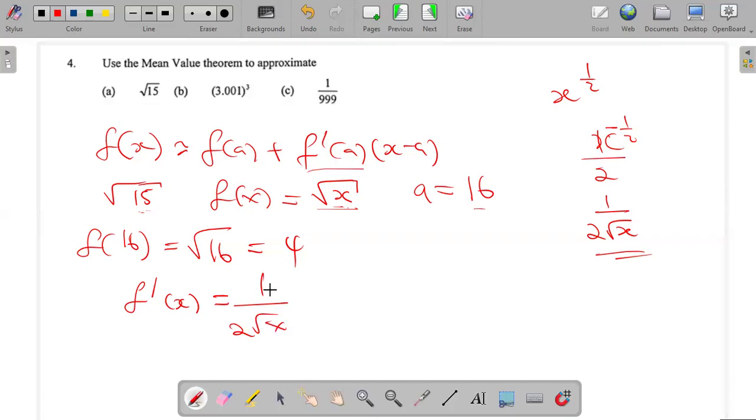So after getting this, what am I going to do? I replace my a, because I want f prime of a. So f prime of a, replacing a here, gives me 4 by 2, which gives me 8. So I get 1/8.